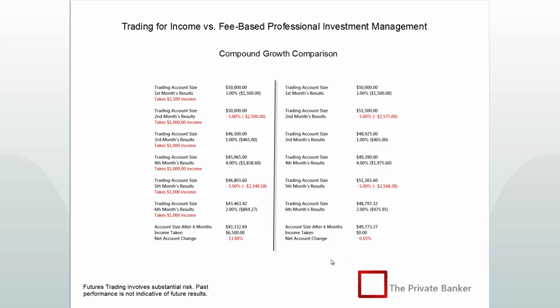The account, this is again just real hypothetical basic stuff, starting with a $50,000 trading stake here, and the first month we make 3%, which equates to $1,500. We're net even there.